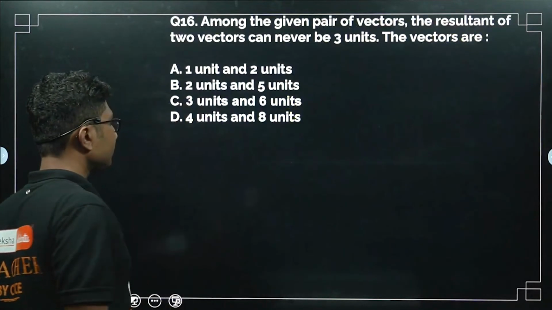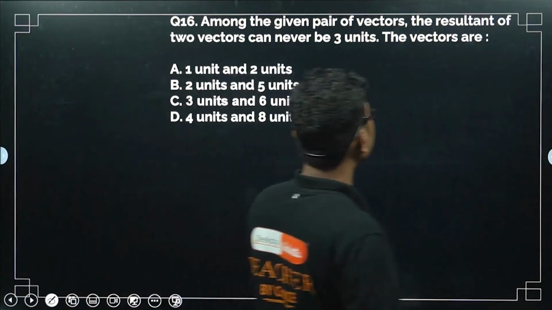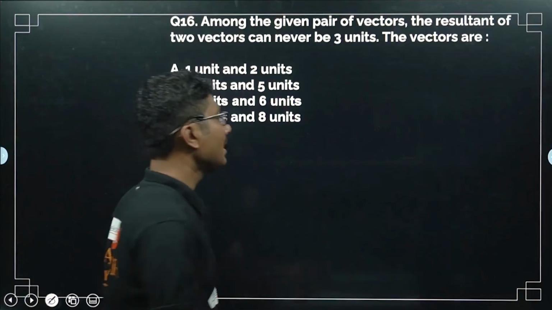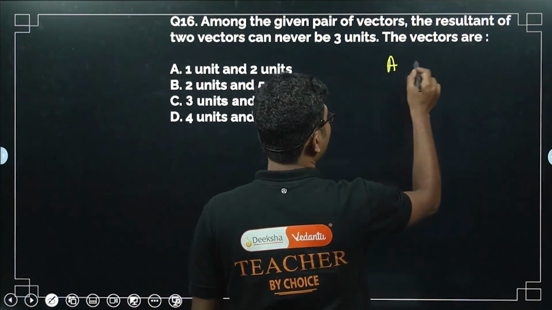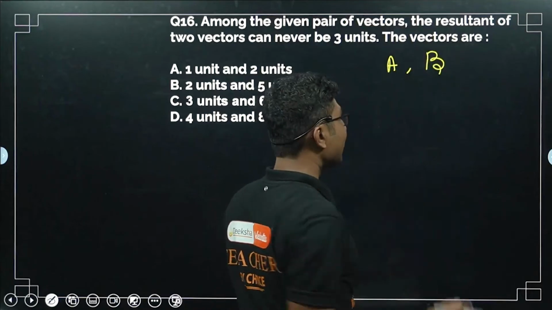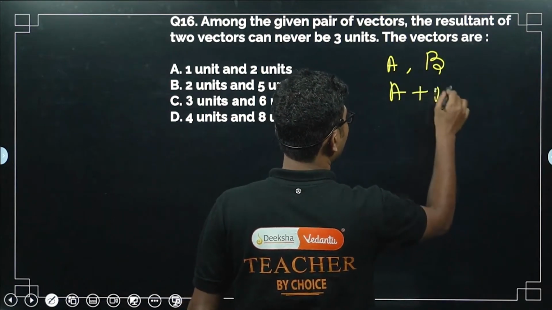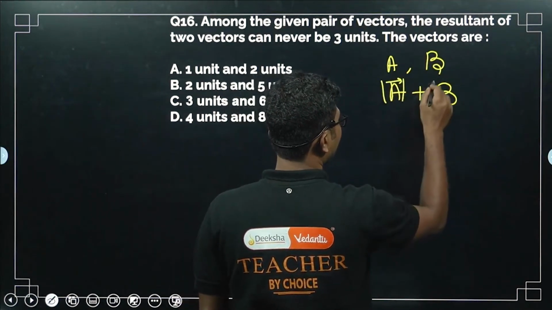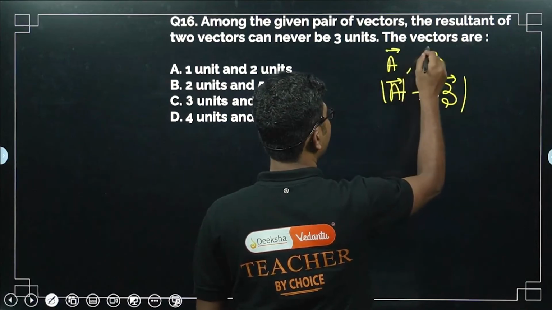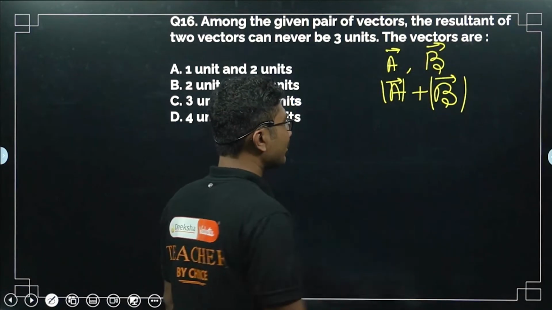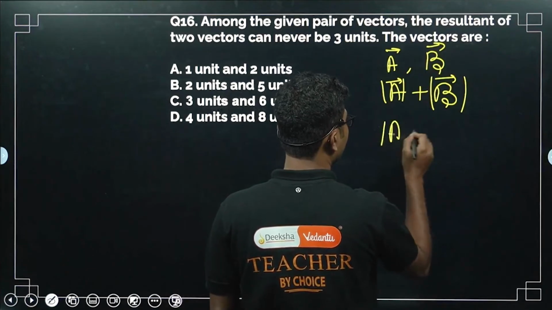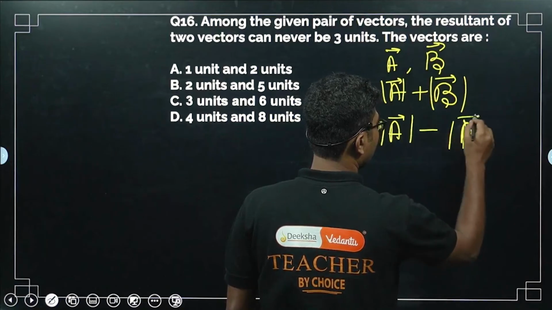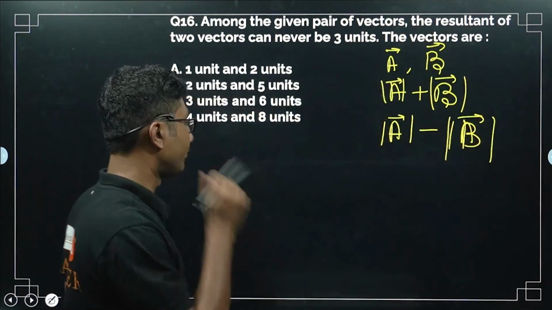Now, among the given pair of vectors, the resultant of two vectors can never be 3 units. Whenever there are two vectors given, A and B, the maximum value of the resultant is A plus B, magnitude wise. So suppose two vectors are given A and B. The maximum possible magnitude is A plus B, and the minimum possible magnitude is A minus B. This is the formula you need to remember.